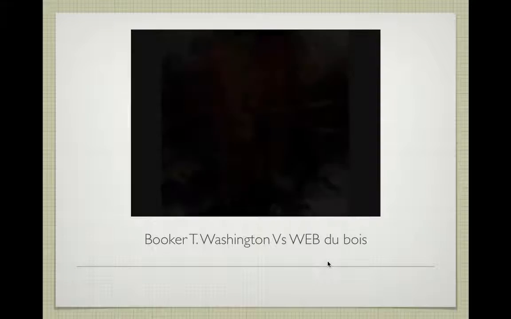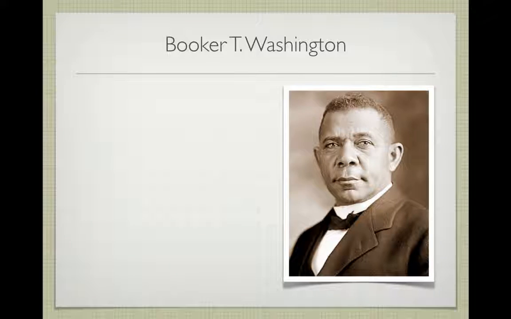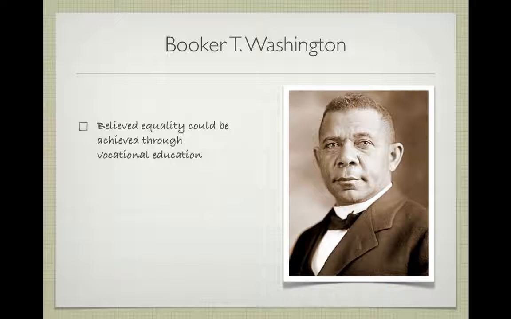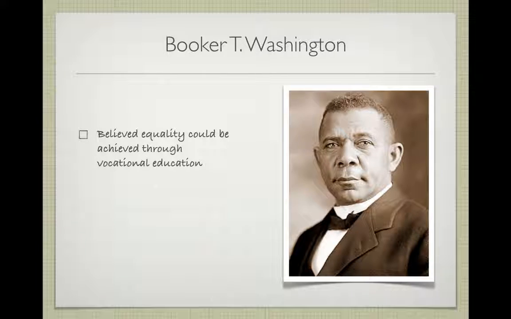So next case we have Booker T. Washington versus W.B. Du Bois. This is a comparison chart, so you have either a Venn diagram or a double bubble map that you already made or you need to make now, so you need to do so. You need to add these. So these are differences. Booker T. Washington, the difference between Booker T. Washington and W.B. Du Bois is that Booker T. Washington believed equality could be achieved through vocational education.